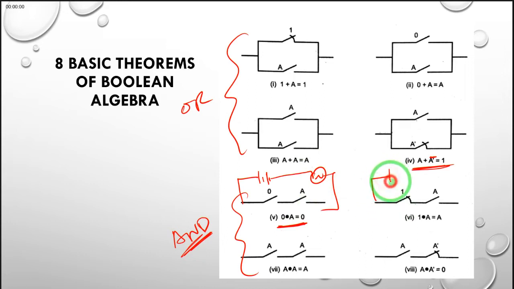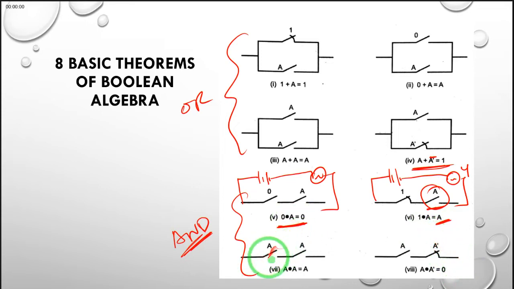Similarly, you have your energy source here, and you have your bulb, and one switch is always on. For that reason, the output Y will only be dependent on this A, because if this A is on, the bulb will light, and if A is off, the bulb will not light. For that reason, we say 1.A is equal to A.